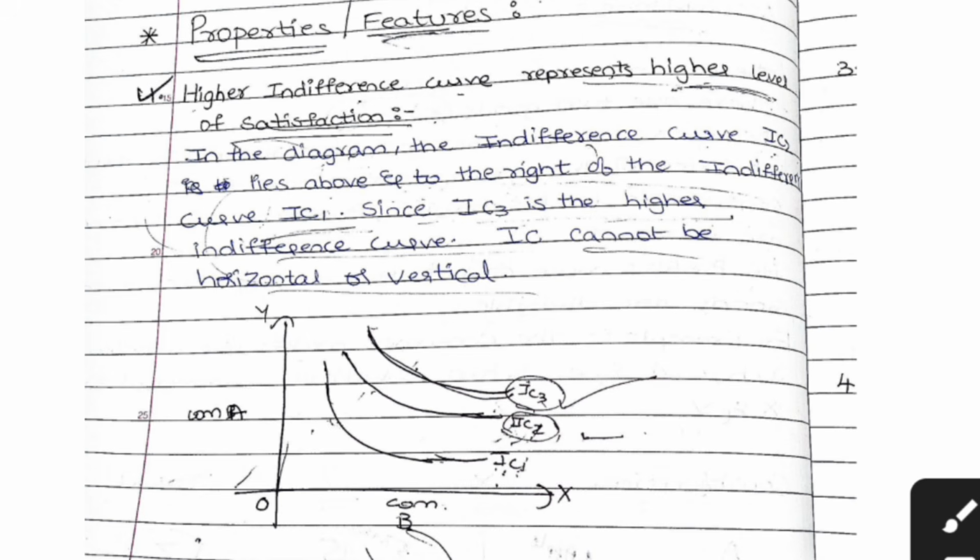IC3 curve is higher than IC2 and IC1. IC2, indifference curve 2, is higher than IC1. Like that, when you increase your indifference curve, automatically your satisfaction also increases. Higher curve, higher satisfaction. That is the first property you are having.